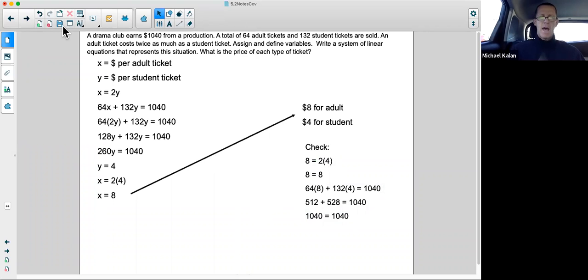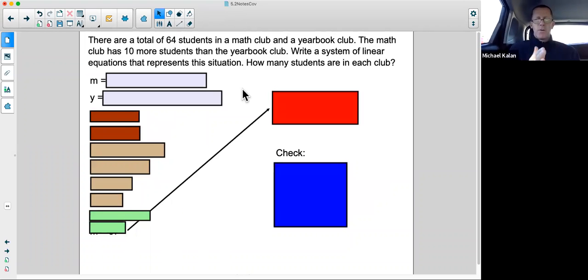Okay, one more. There's 64 total students in a math club and a yearbook club. The math club has 10 more students than the yearbook club. Of course, write a system of linear equations that represents the situation. How many students are in each club? And I know you're saying, well, I could probably do this by guessing and checking. I know that. I'm well aware of that. We're starting with easier systems that we're solving by substitution and then moving on to more difficult ones. So practice it with this easy one.